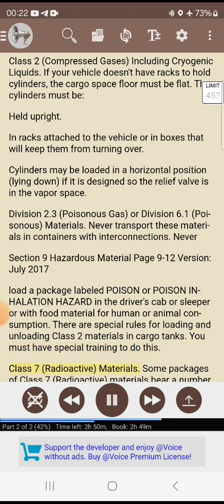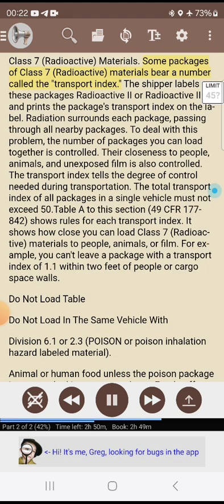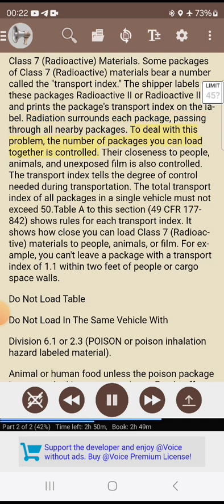Class 7 radioactive materials. Some packages of Class 7 radioactive materials bear a number called the transport index. The shipper labels these packages radioactive 2 or radioactive 3, and prints the package's transport index on the label. Radiation surrounds each package, passing through all nearby packages. To deal with this problem, the number of packages you can load together is controlled. Their closeness to people, animals, and unexposed film is also controlled. The transport index tells the degree of control needed during transportation.